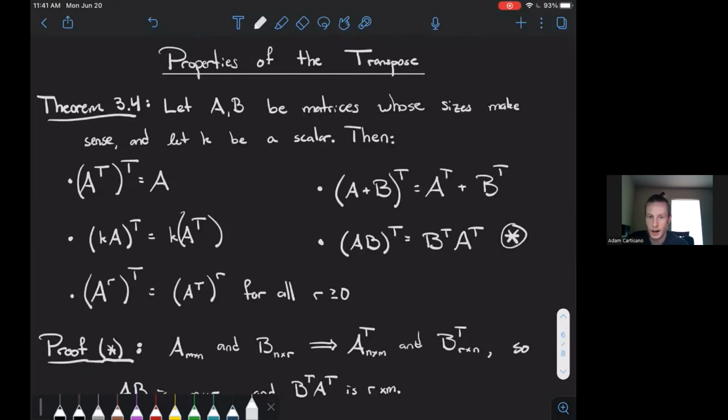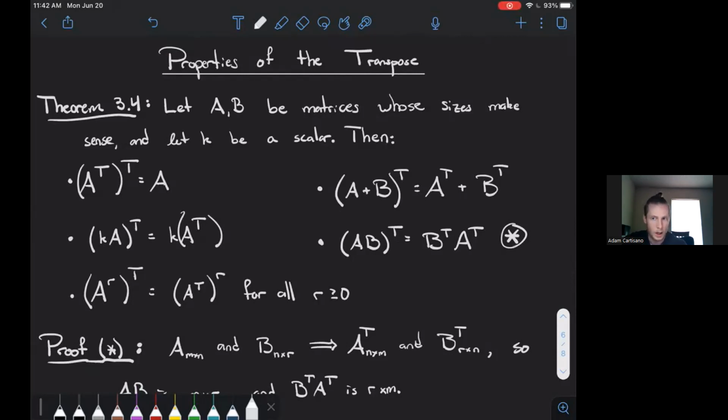Speaking of properties, let's take a look at some properties of the transpose of matrices. These again are kind of just not what you'd expect. Some of them are obvious. First of all, let's just state the theorem, which is: let A and B be matrices whose sizes make sense, and let K be a scalar. Then we have all these different properties.